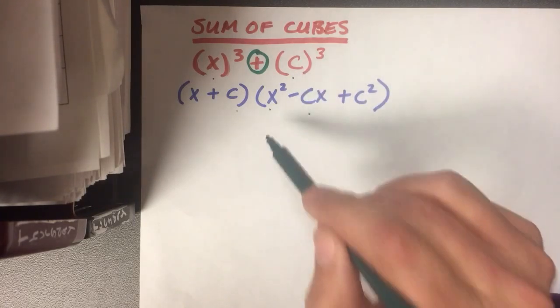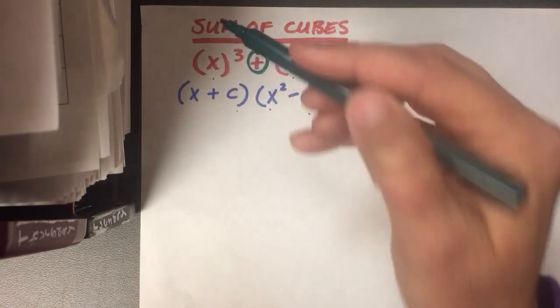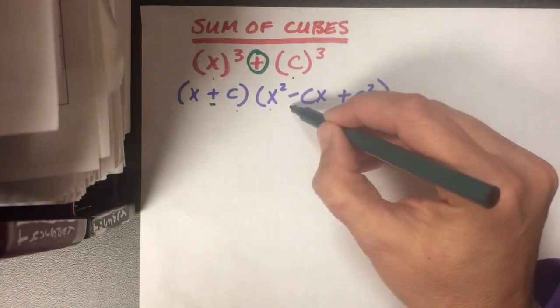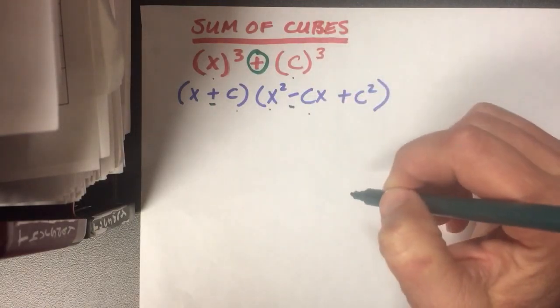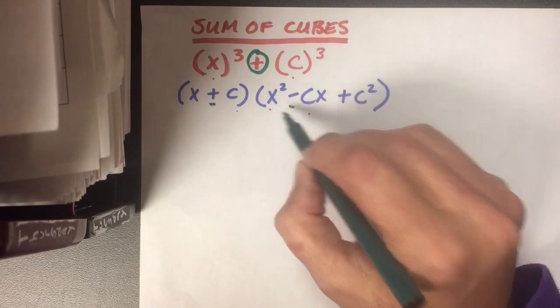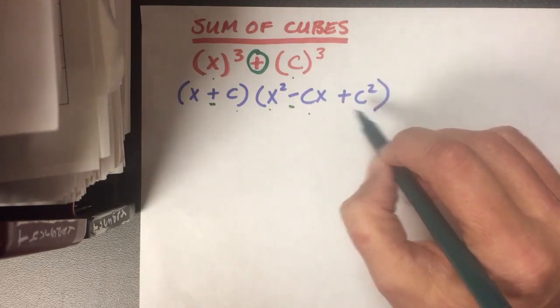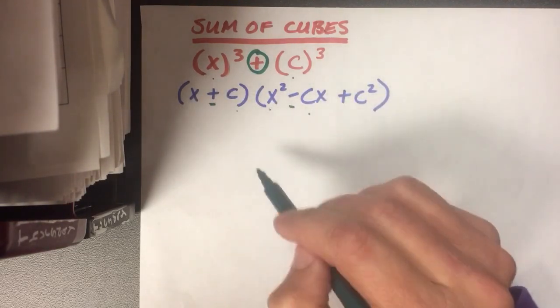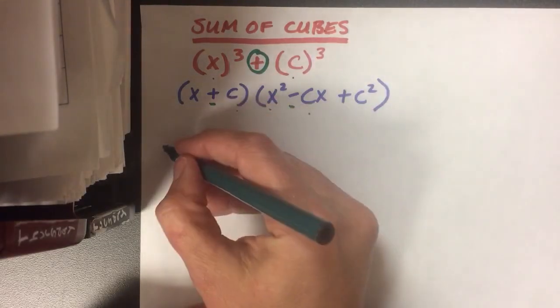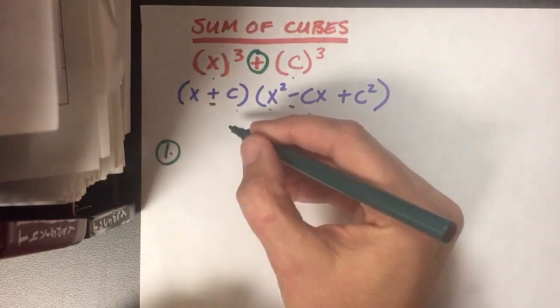Now, if you notice, this is identical to difference of cubes, except for this sign and this sign are switched. It's the same format, the squaring, the product, the squaring, and the two bases, except for the signs are switched around. So let's do our first example of sum of cubes.